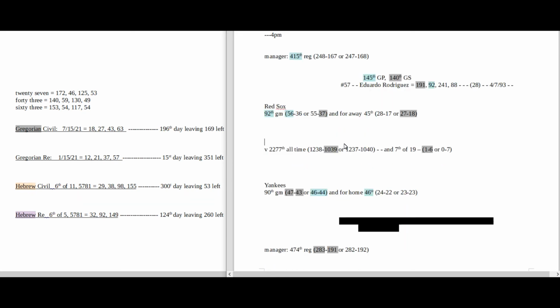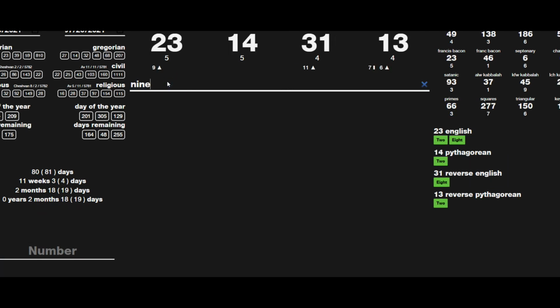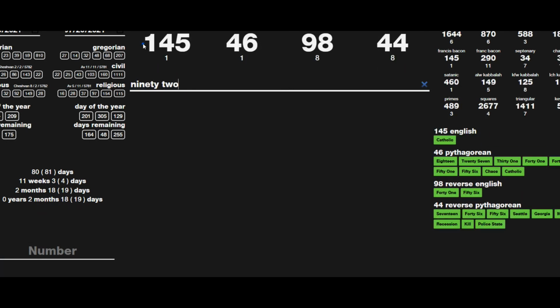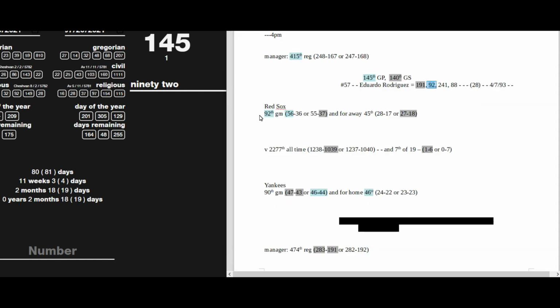What would it look like if the Red Sox were to win? Now keep this in mind, we don't know who the starting pitcher is for the Yankees. Numbers could change the outlook. But if the Red Sox were going to win this game, this is their 92nd game for the season. Their starting pitcher, Eduardo Rodriguez, he sums to 92. If we pop in the number 92, we see that it sums to 145. And in the 92nd game for the Red Sox, whose starting pitcher sums to 92, this is his 145th game played. It's his 140th game starting, but this is 145th game played.